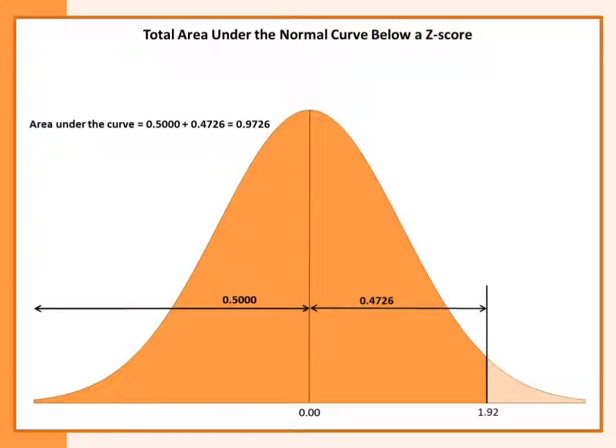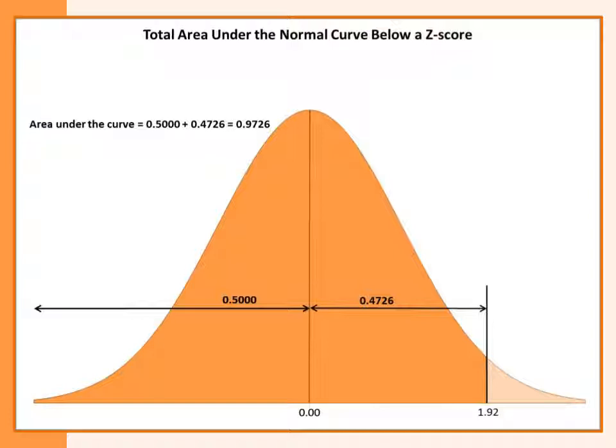We now turn to the graph of our standard normal distribution and identify along the base of the graph the value of 1.92 for our z-score. And we indicate here then that 0.4726 of the area under the curve falls between that z-score of 1.92 and the mean of the standard normal distribution of 0. But this is only part of the answer.